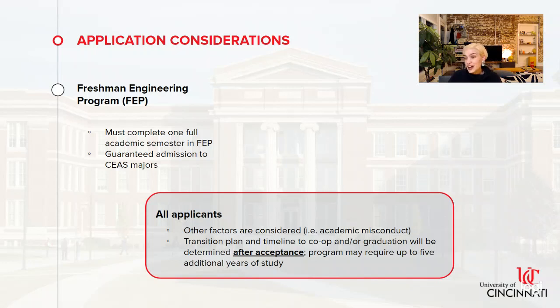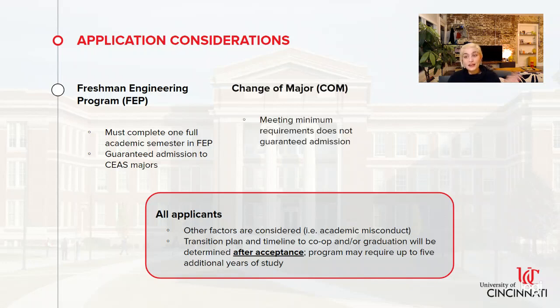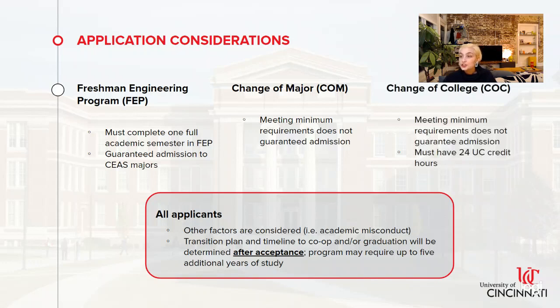So for our other application types, those could come into play. It doesn't happen often, but it's something we would want to have on your radar: in the event that you're applying to one of our more competitive majors with capacity constraints, meeting the minimum requirements doesn't necessarily guarantee your admission. Change of college students, same deal, and then you all have one extra requirement, and that is that you must have passed 24 UC credit hours.